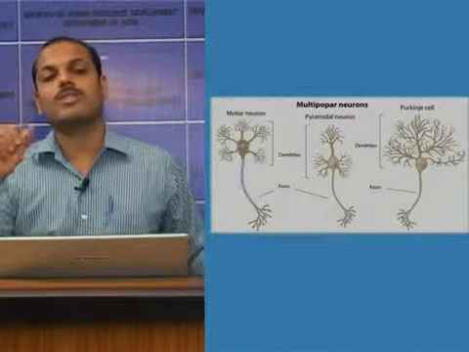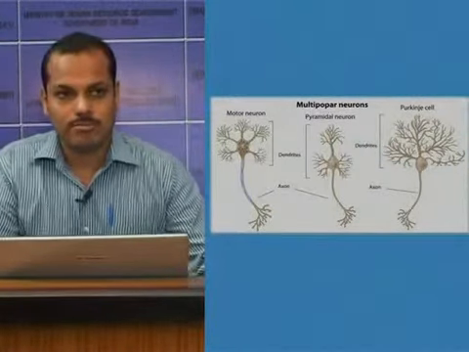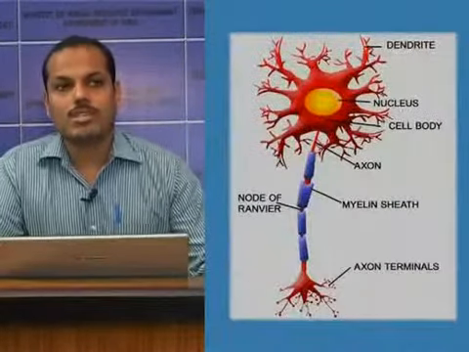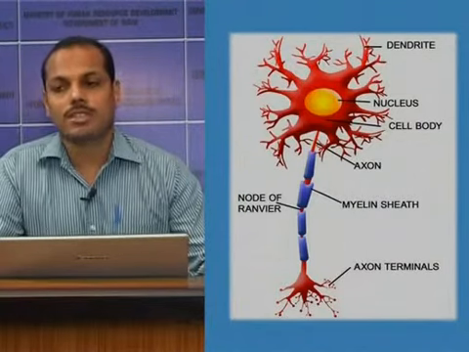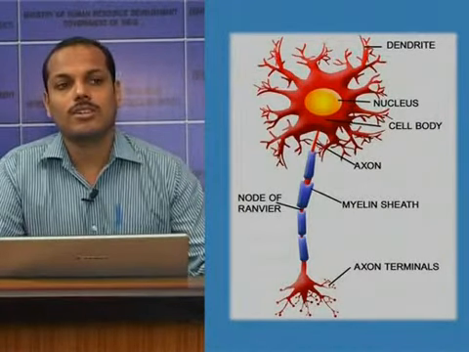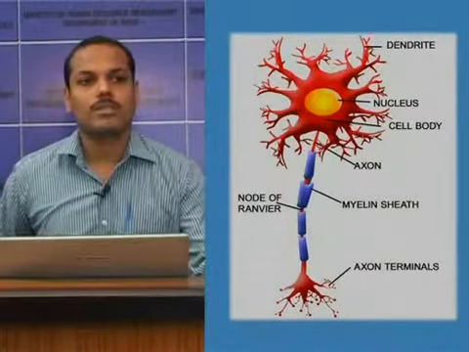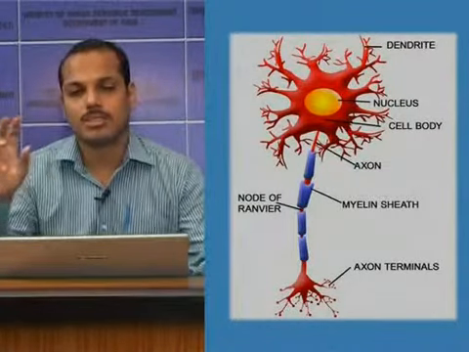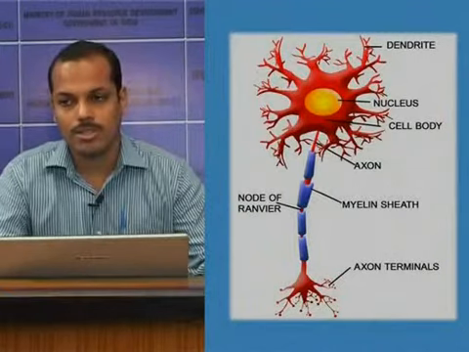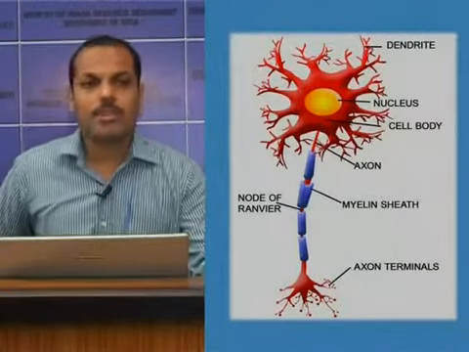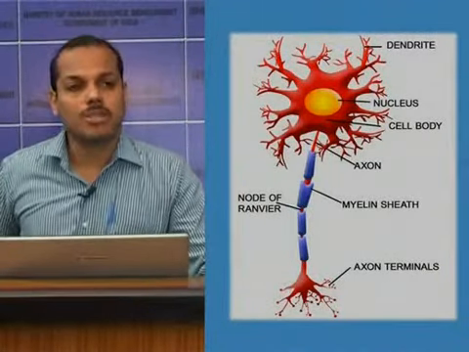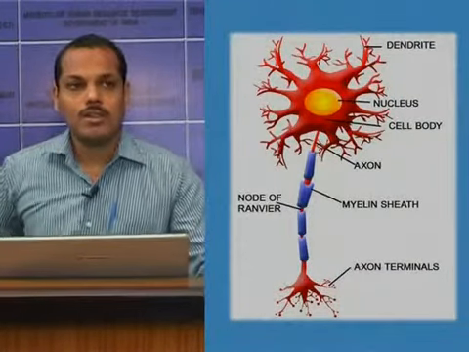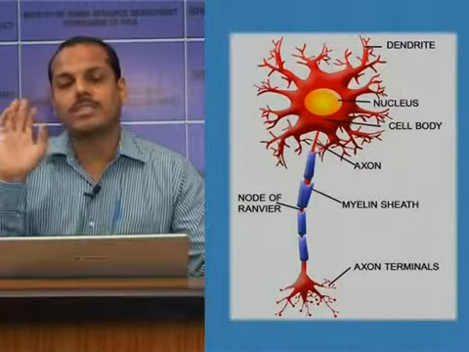Then once we go through the cell body of the neuron, it has one nucleus. It has structures like the nucleus, Nissl granules, mitochondria, and neurofibrils. These are the main structures in the cell body. Nucleus is again like in any other cell.